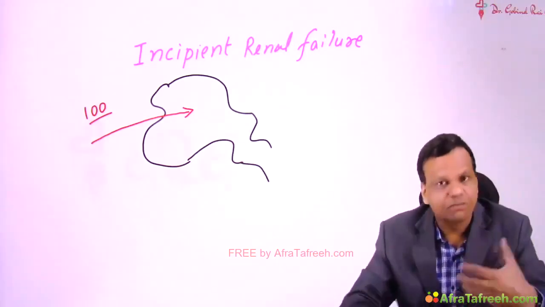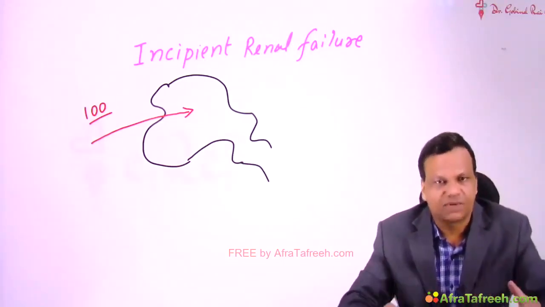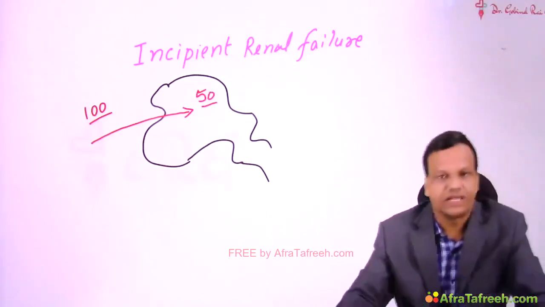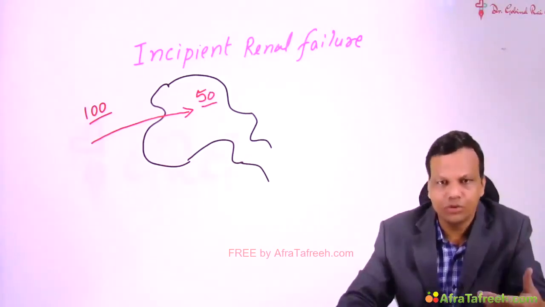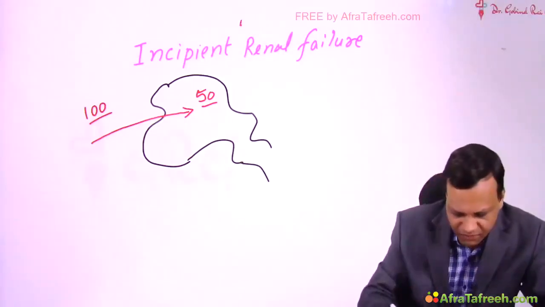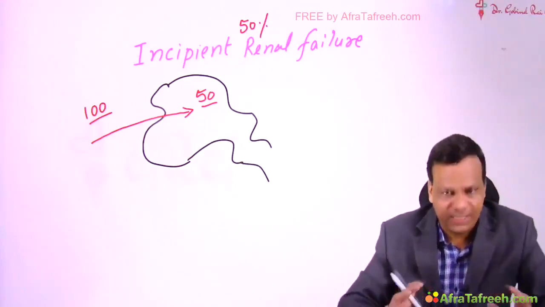But in a patient with partial renal failure, suppose the filtration fraction becomes 50%. So out of 100, only 50 ml of blood is filtered. So that will lead to oliguria. Urine outflow decreases. So the filtration fraction has become 50%, and due to that, the urine output decreases.